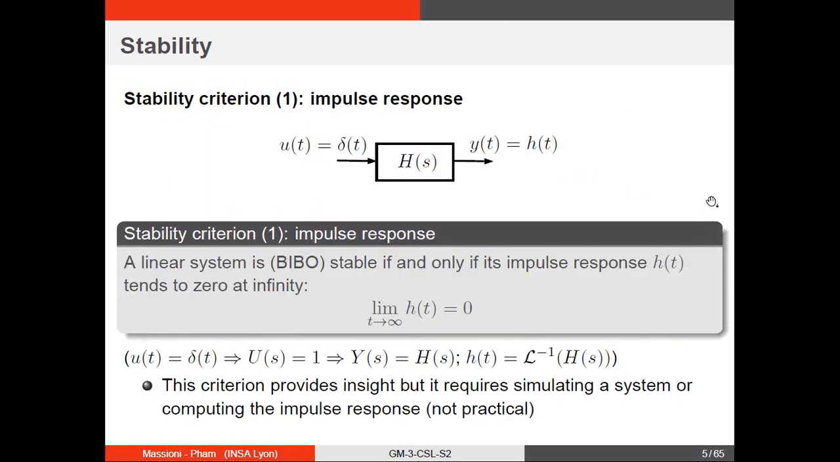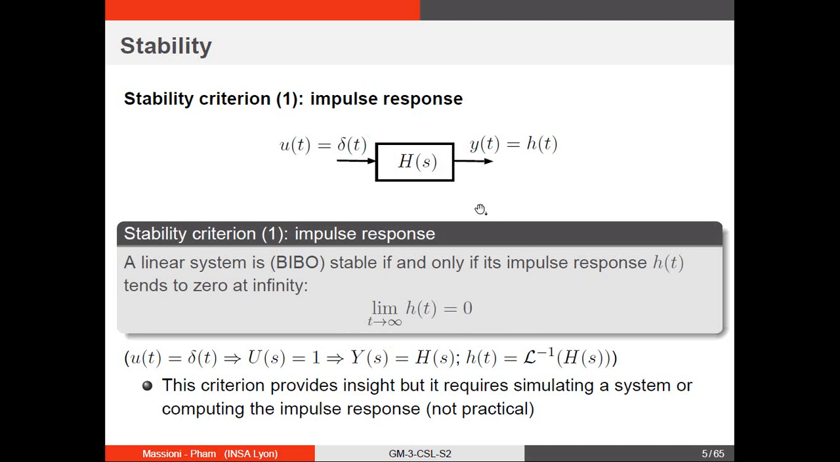So how to assess whether a system is BIBO stable? Well, you can do simulation. You could put all the possible signals inside the system and look at the outputs, but you will need to do an infinite number of tests, so this is not a practical criterion. We look for practical criteria, and the first one is the criterion of the impulse response. Basically, this criterion says that a linear system is BIBO stable if and only if the impulse response goes to 0 for t going to infinity.